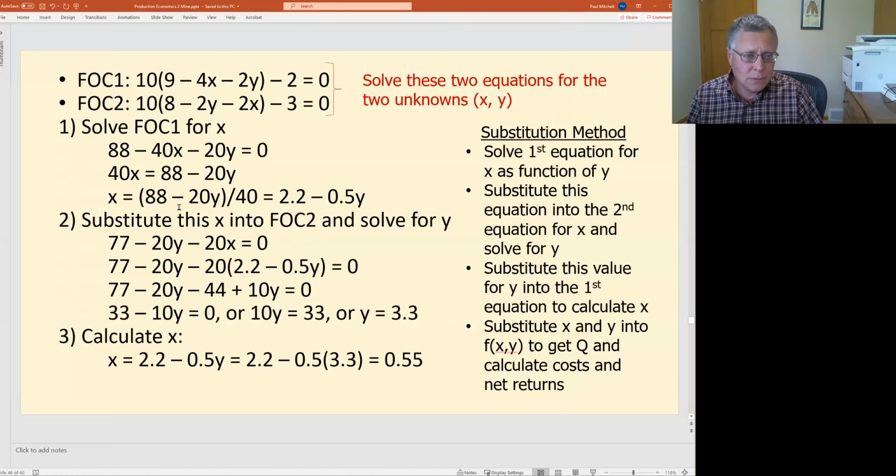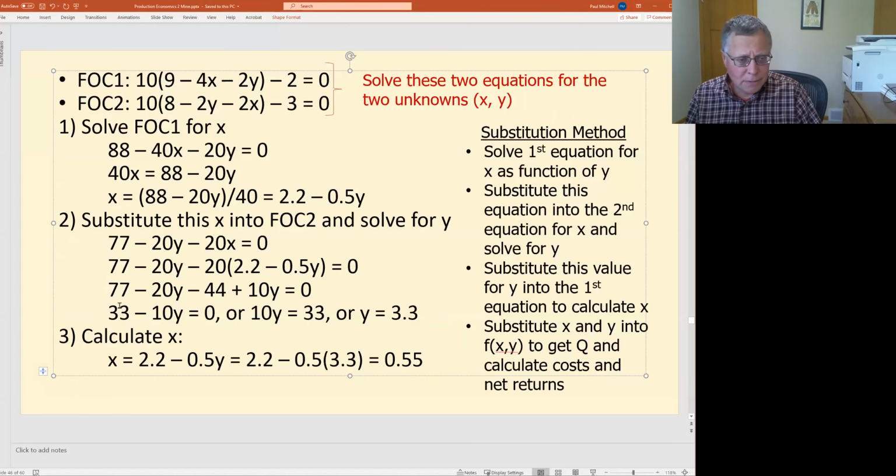But what does x equal? X is equal to 2.2 minus 1/2 y. So let's make that substitution here. That's the second row here. So now we've got that part still equal to 0. Now we're going to get rid of those parentheses. So you get 77 minus 20y minus 20 times 2.2 is minus 44. Minus 20 times minus 1/2 is plus 10y equals 0.